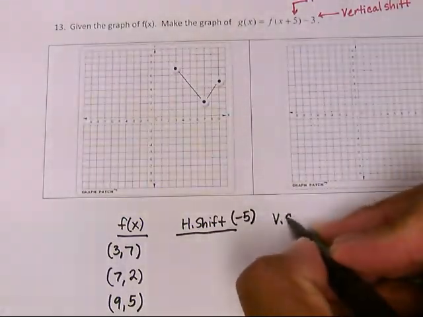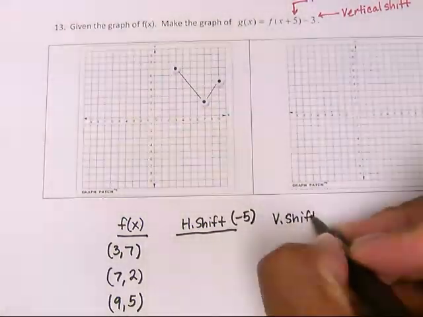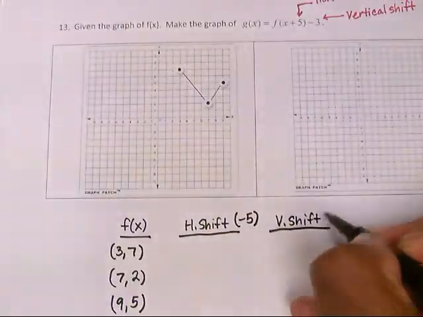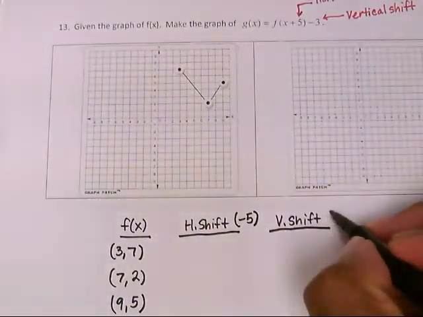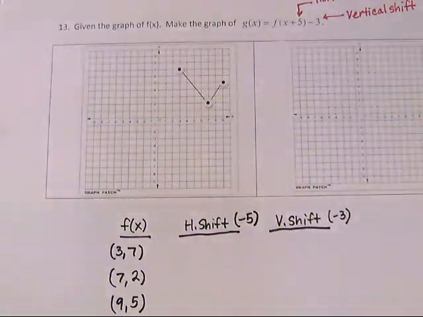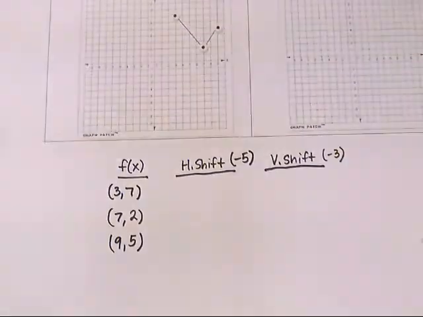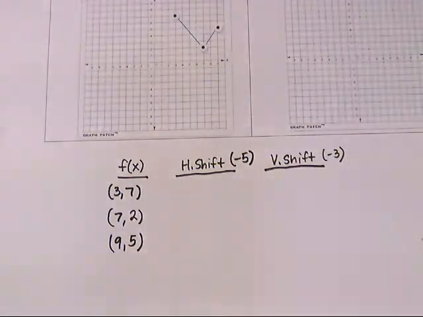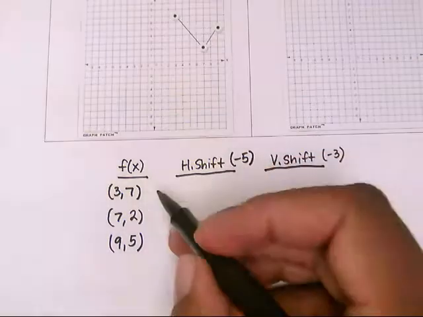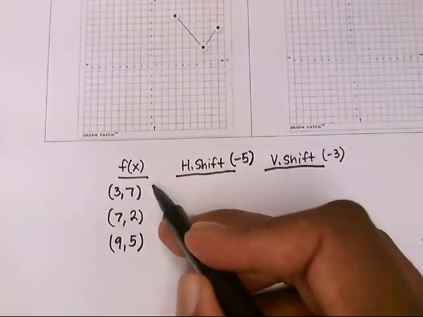And then the next column will be the vertical shift. I do exactly what it says. It says -3, so I will subtract 3 from each y-coordinate. Okay? Vertical, the y is changing. Horizontal, x is changing. Alright, so let's come up with the ordered pairs after doing the horizontal shift.